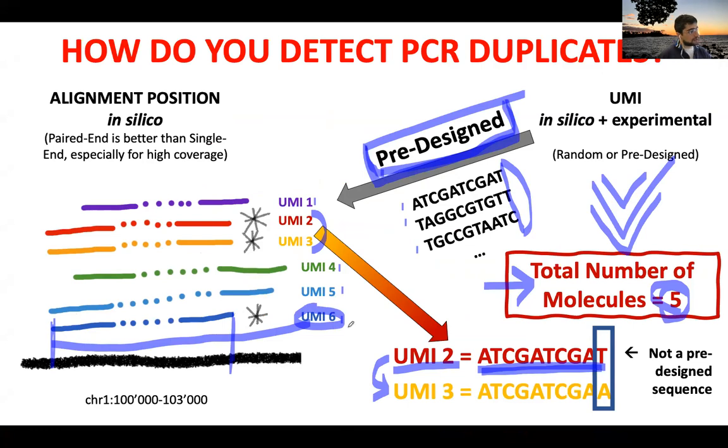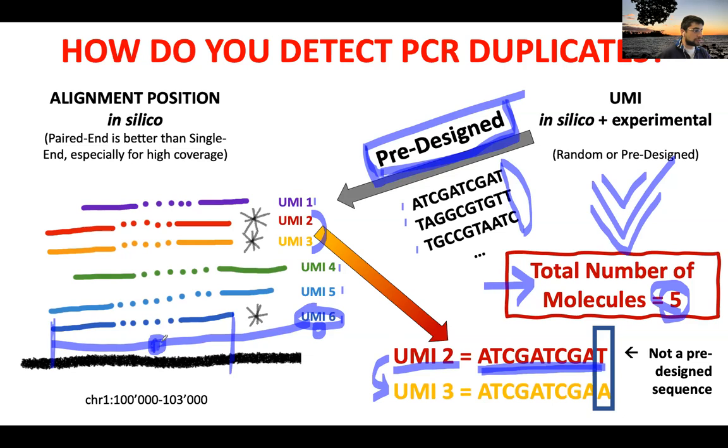So let's say somewhere else, for example chromosome 2, 200,000, 203,000, you have UMI 6. Should you discard this molecule? No, because it's mapping into a different position. So the combination of mapping and UMI sequence are not the same. So it's still a unique molecule, okay?